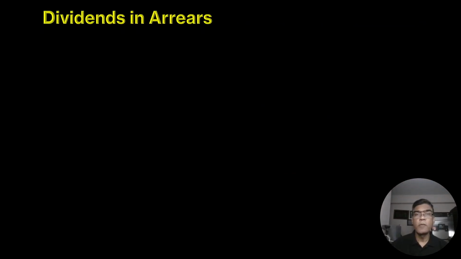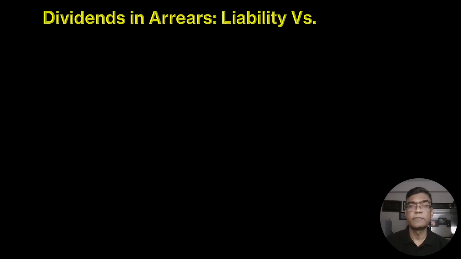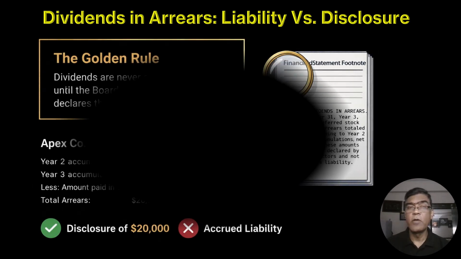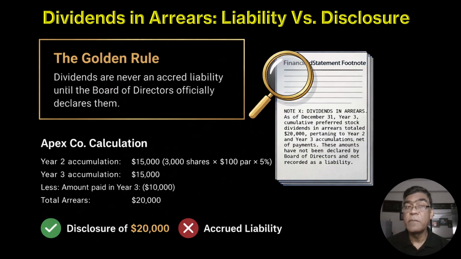Let's clarify a common misconception about dividends in arrears. The golden rule is that dividends are never recorded as a liability until the board of directors formally declares them. In this example, Apex company has cumulative preferred stock. We calculate the arrears. Year 2 accumulation 15,000. Year 3 accumulation 15,000. Altogether 30,000. Less payment made in year 3, 10,000. That leaves 20,000 in total arrears.